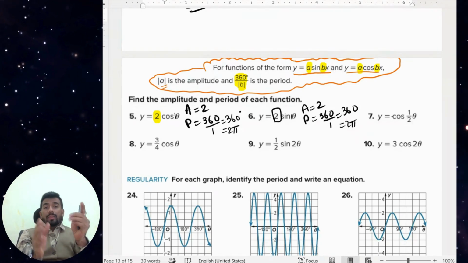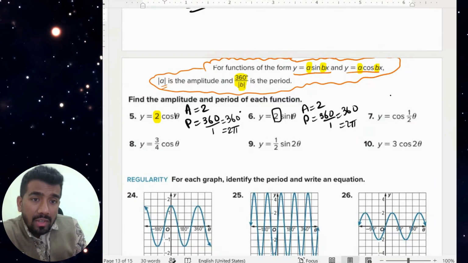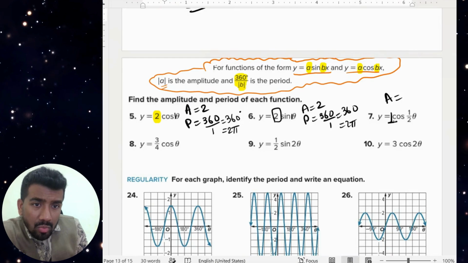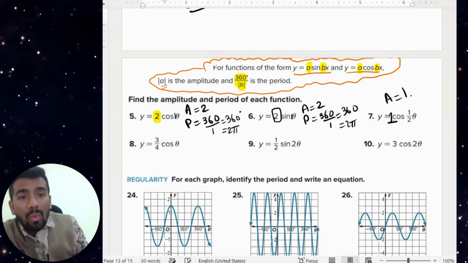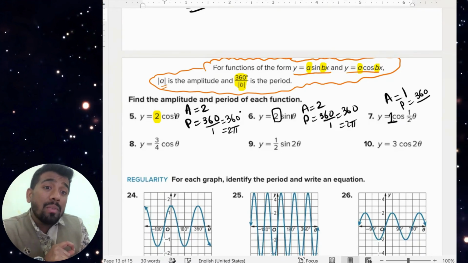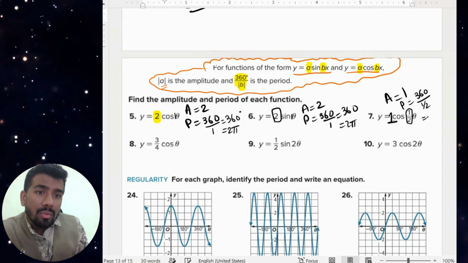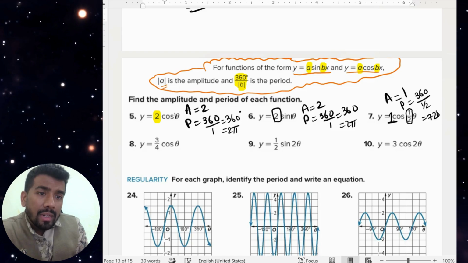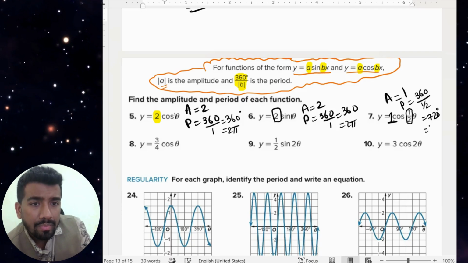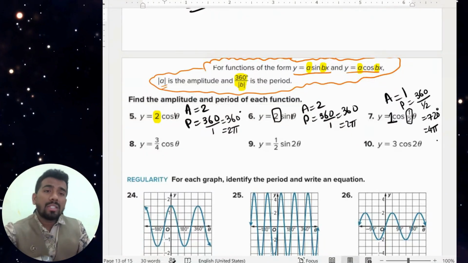Now pause the video. Try question number 7. Okay, so I think you got the answer. Let's verify. What's the amplitude? Oh, there is no number before cosine. If there is no number, what is it? It's 1. So amplitude is what? 1. And what's the period? 360 divided by the number with theta. What's the number with theta? Half. So 1 over 2. So what will it be? Put it in the calculator, you will get 720 degrees. 720 is what? I think 4 pi. 4 times 180 is 720. I think so, yes. So that's 4 pi.